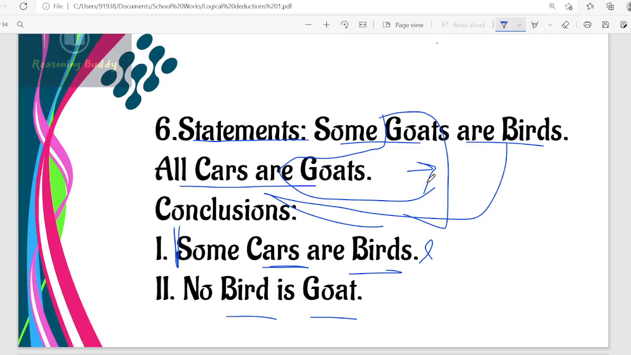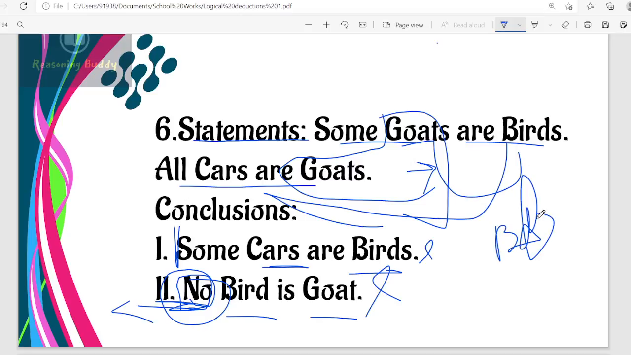Remember, the theory I have told you is applicable only if some is there in this place. Now goats and birds are in the same statement, but it is not applicable, because here they have given no. So this is also wrong. Both are false.